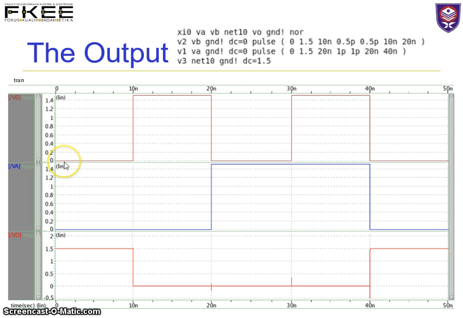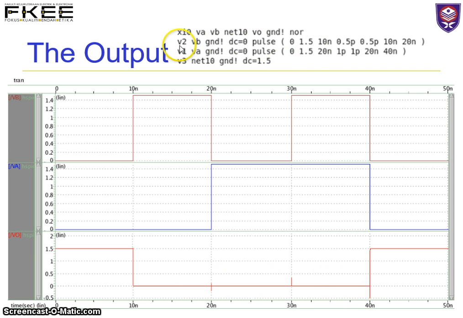Since it is a NOR, with inputs 0, 0, you have an output of 1. My DC just now is 1.5, so the output is 1.5, which is logic 1. For the rest, if either input is 1, the output will be 0. There are some glitches over here.